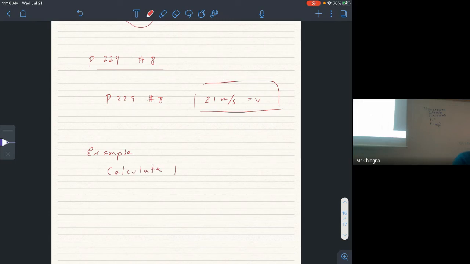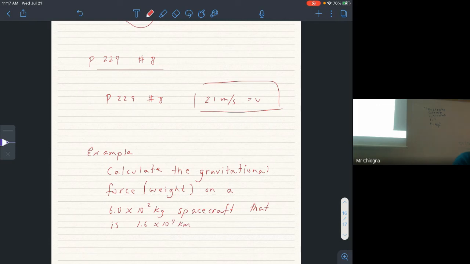Calculate the gravitational force, which is the same thing as weight, on a 600 kilogram spacecraft that is 16,000 kilometers above the Earth's surface.